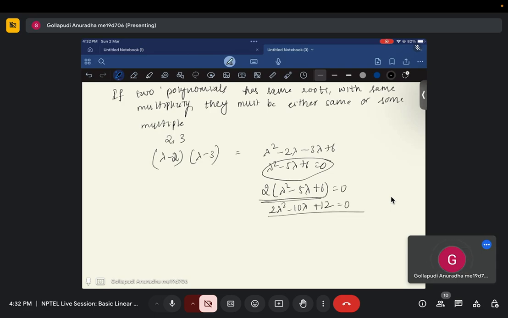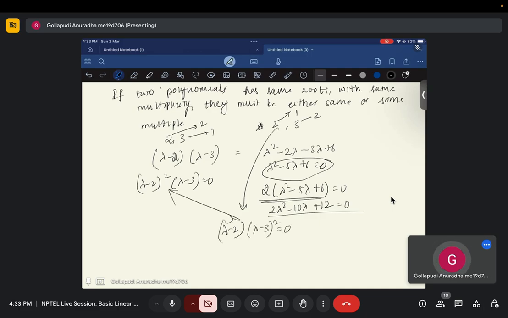Even if the multiplicities are changing, for example, if for 2 you take multiplicity 1 and for 3 you take multiplicity 2, then it is going to be different. For this one it's going to be lambda minus 2 and lambda minus 3 the whole square equal to 0. So if you expand both polynomials, they are not going to be the same.